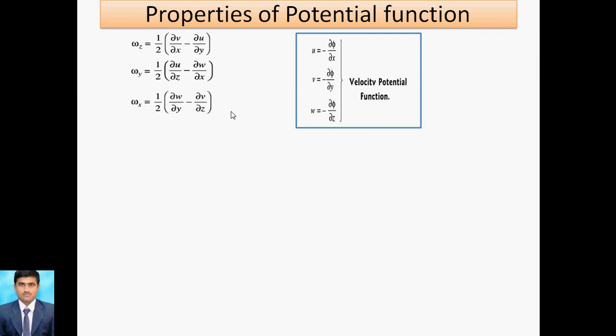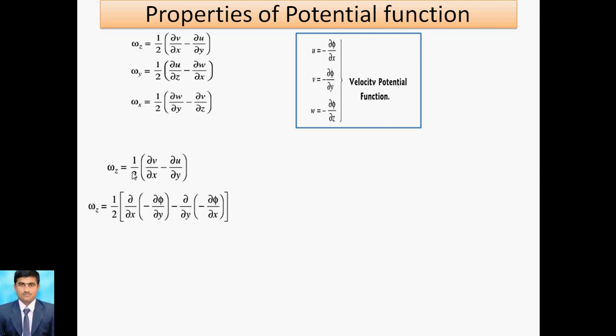These are the rotational components, and the velocity potential function gives u equal to minus dou phi by dou x, v equal to minus dou phi by dou y, and w equal to minus dou phi by dou z. Now we put in the values of u, v, w. So u is minus dou phi by dou x, v is minus dou phi by dou y, and minus dou phi by dou z is w. So we take the first equation, that is wz, and we put in the values of v and u, v here and u here.